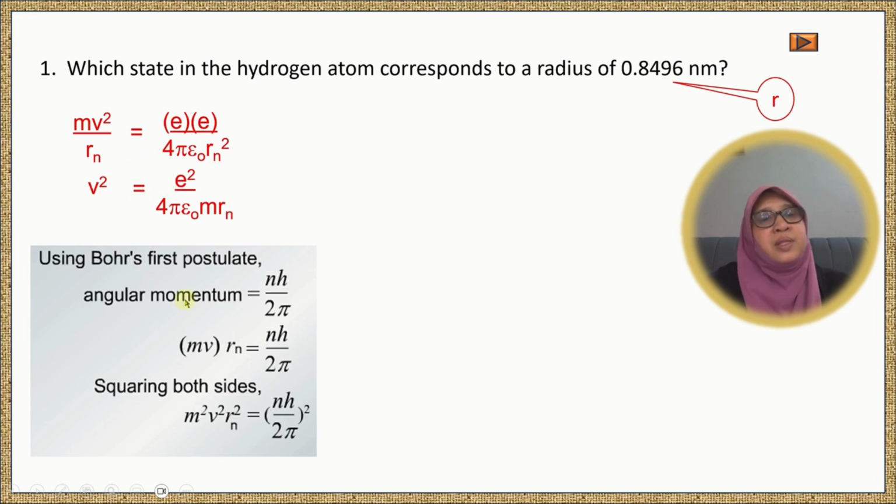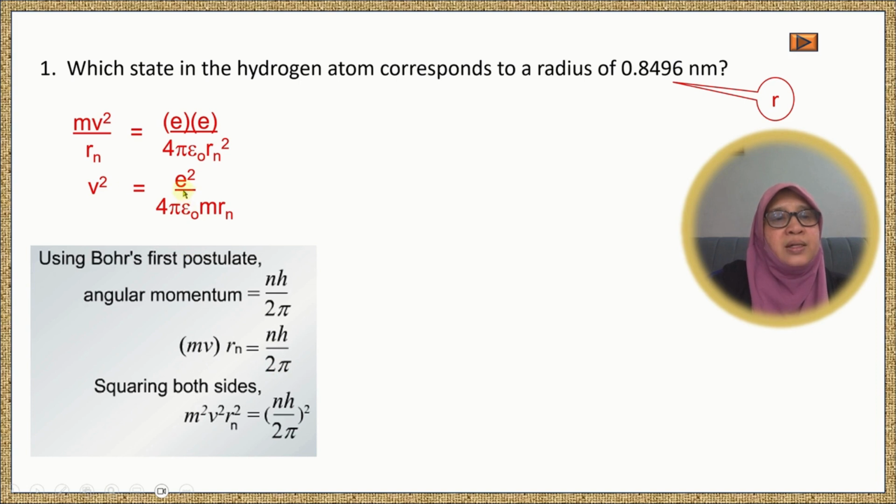Next, we are going to combine the centripetal force equation with Bohr's first postulate. There are two Bohr's postulates. The first postulate states that angular momentum is equal to nh over 2 pi, where h is the Planck constant and n is the orbit or energy level of the hydrogen. The angular momentum is given by the formula mvr, so mvr equals nh over 2 pi.